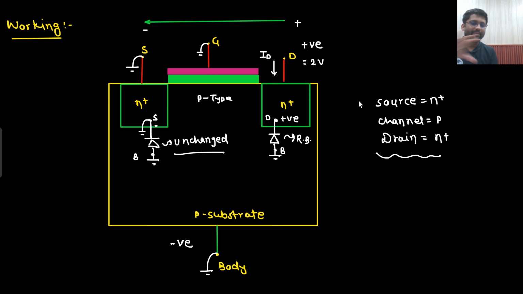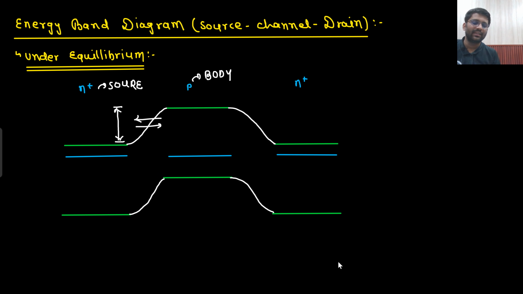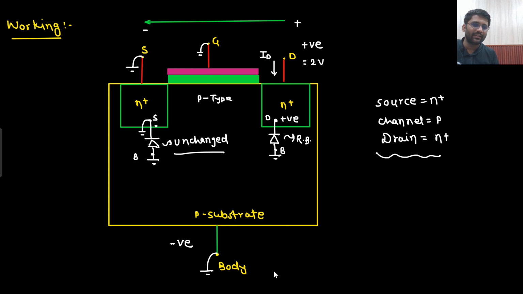When I applied VDS, that means I have applied a horizontal electric field. That means this guy is under reverse bias, but this is remaining unchanged. This barrier remains unchanged. I need to reduce it. What can I do? Sir, I can make it forward bias. I need to make it forward bias.